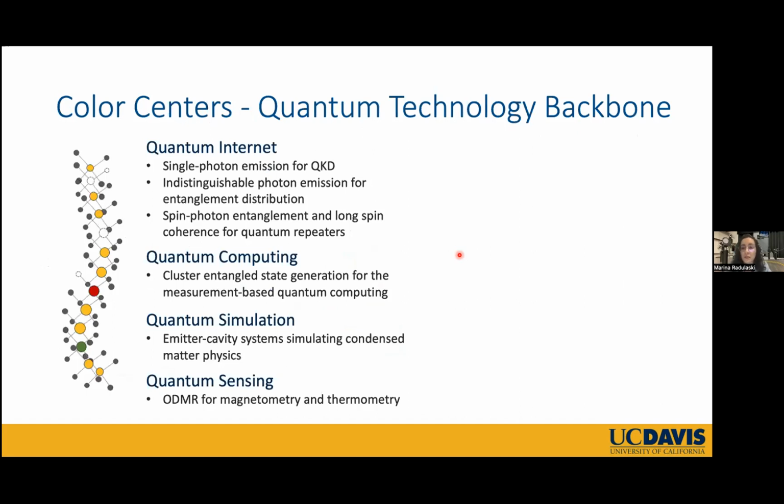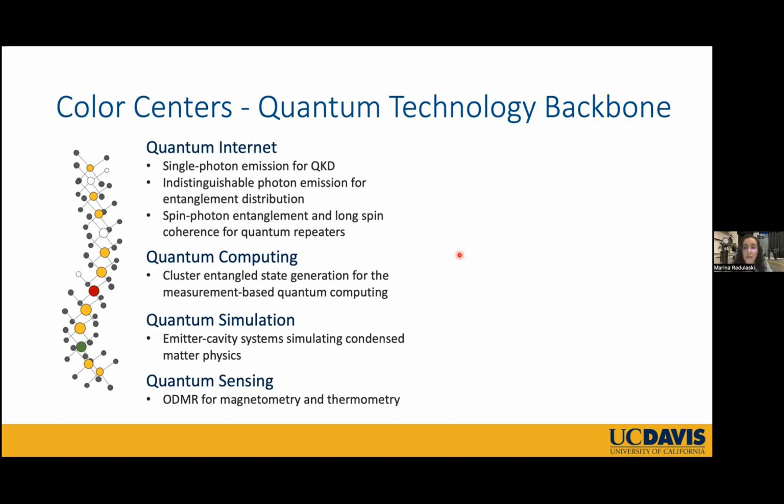Now, these color centers in silicon carbide and diamond, because of all of these great properties, such as long spin coherence time, spin-photon entanglement, photon entanglement in cluster state generation, and single photon generation, are very well suited to build out the backbone of all different types of quantum technologies, from communications, computing, simulations, and sensing.